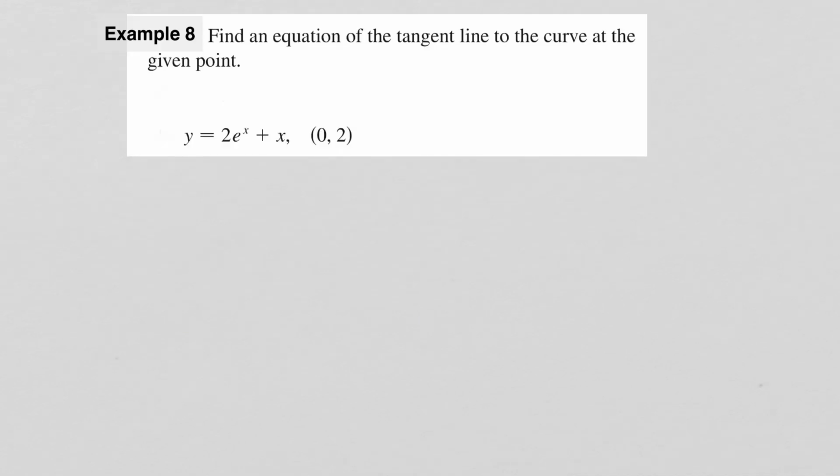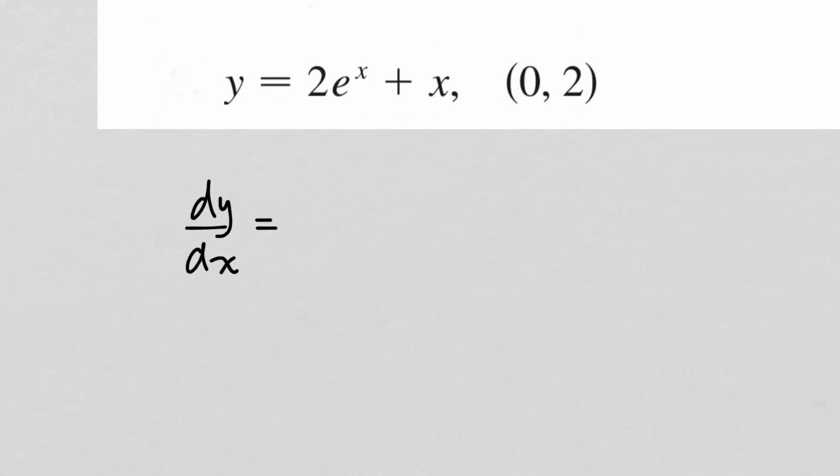So as a quick example of this last result, let's find an equation of a tangent line to the curve at the given point. And so the curve we have is y equals 2e to the x plus x, and the point of tangency is the point 0, 2. So again, to find the equation of a tangent line, we need the derivative. So dy dx is equal to, let's focus on the derivative here.